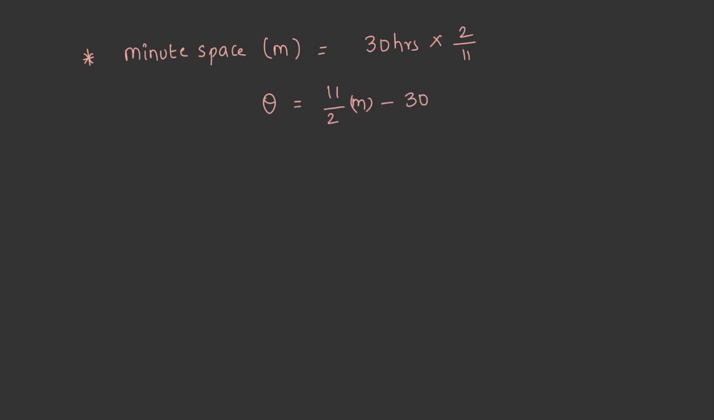One of the important formulas to be memorized in the clocks concept is the minute space calculation formula. Minute space m is equal to 30 hours into 2 by 11. The angle between the hour hand and the minute hand can be obtained by this formula, that is theta is equal to 11 by 2 into minute space m minus 30 into hours.